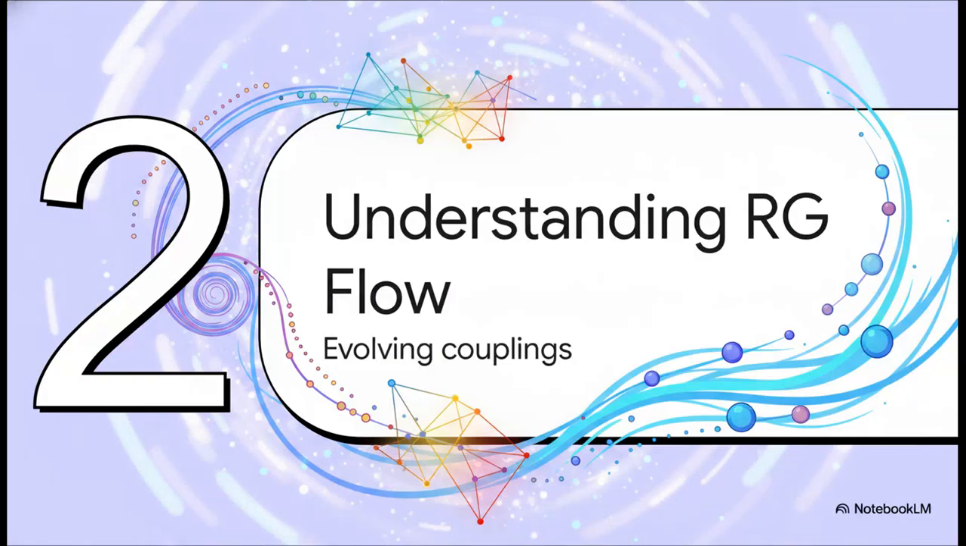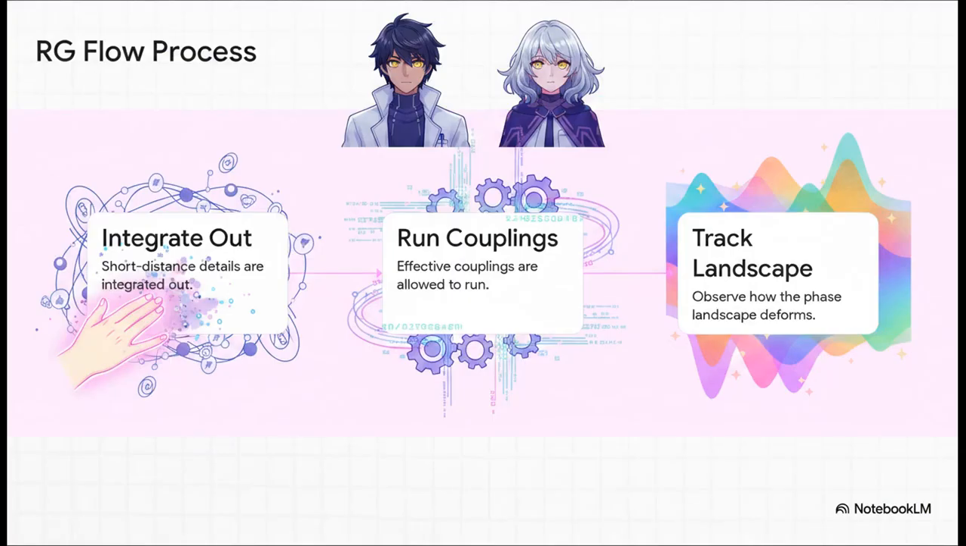This naturally brings us to the concept of evolving effective couplings, which we track using RG flow. In the context of our phase system, RG flow conceptually involves a three-step process. First, we integrate out the short-distance, high-energy structural details. Second, as we smooth over those microscopic fluctuations, we allow the effective couplings, the parameters dictating the system's behavior, to run. And third, we carefully track how the phase landscape deforms and changes as a function of that evolving scale.